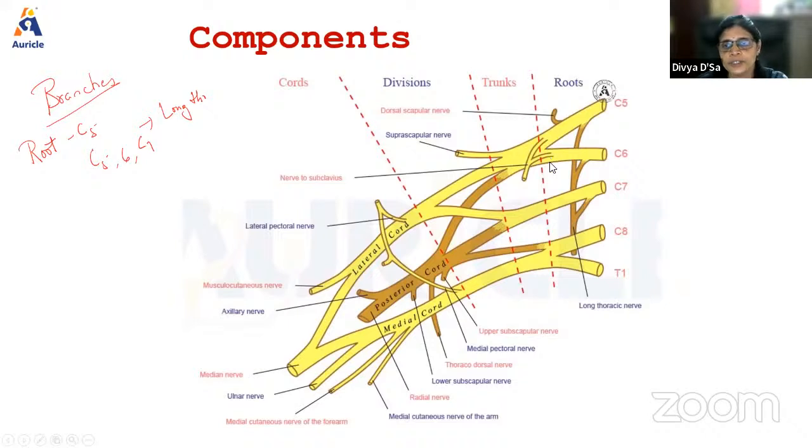Then we have the branches from the trunk. From the trunk, only the upper trunk will give branches. We'll have 2 branches: the nerve to subclavius as well as the suprascapular nerve. So they are from the trunk. Divisions do not give any branches, and the next branches are from the cords.